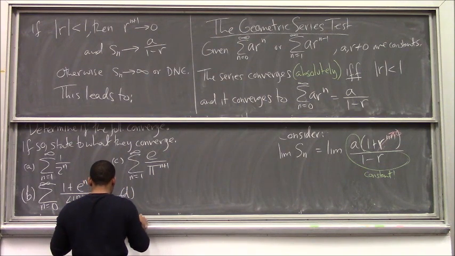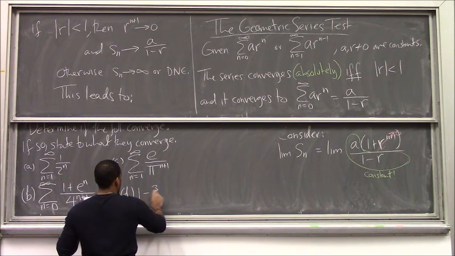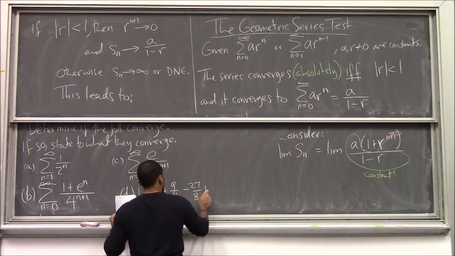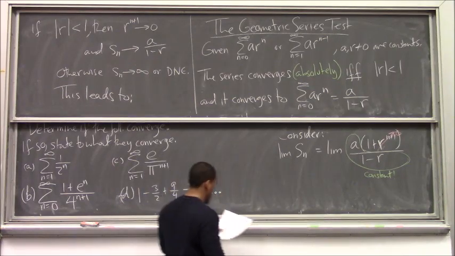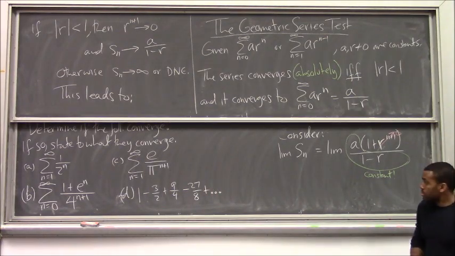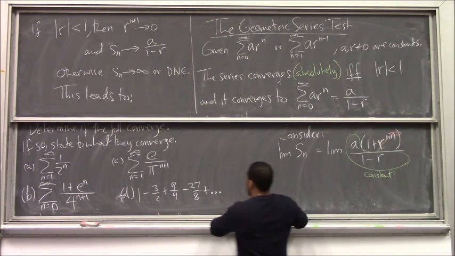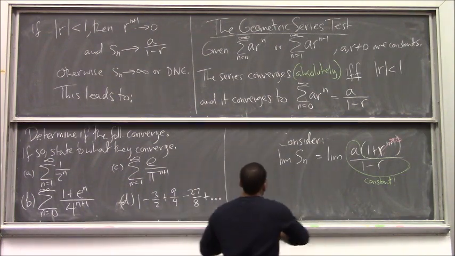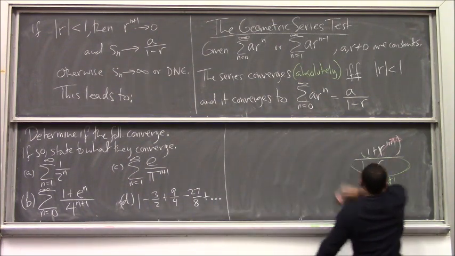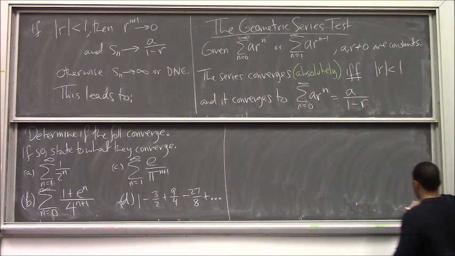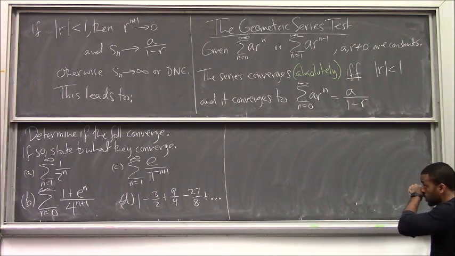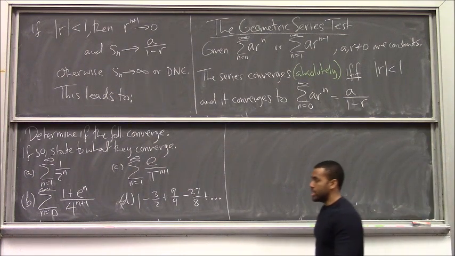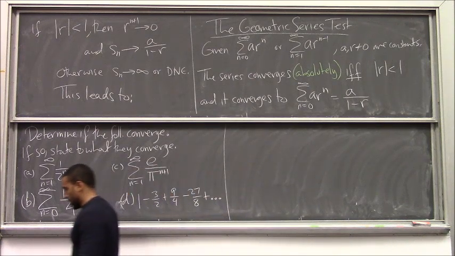And D, the series described by 1 minus 3 over 2 plus 9 over 4 minus 27 over 8 plus dot dot dot. Now it turns out for all of these, you'd be able to apply the geometric series test, even though at first they might not look exactly like you would expect it to.